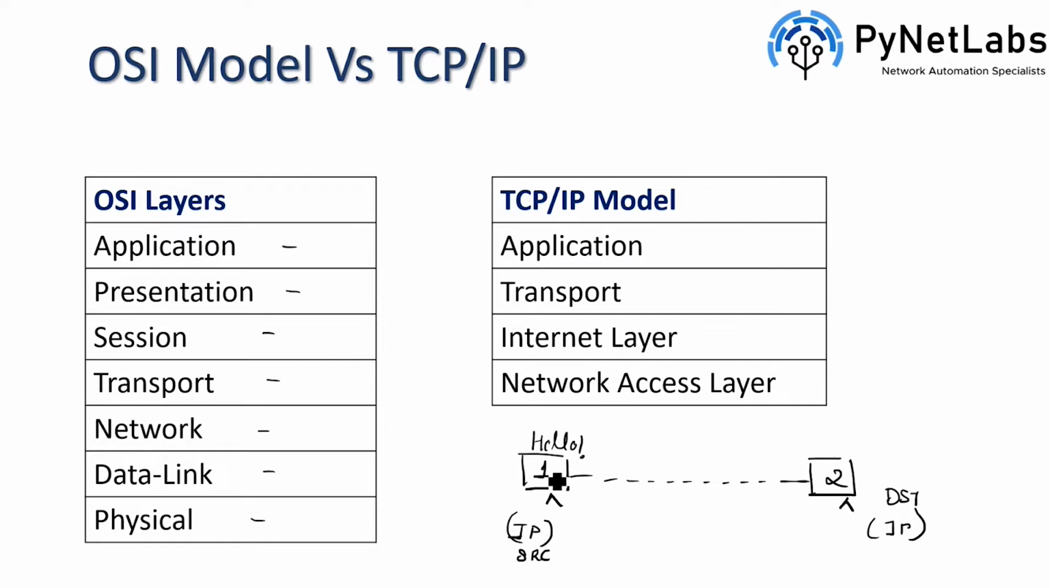But see guys, when this PC1 wants to send a hello message, it is definitely going to use some kind of application. For example, let's say we are sending mail. To send the mail, we must have Outlook configured, or if you want to send from Gmail or any other webmail, you can send the mail via that particular application.